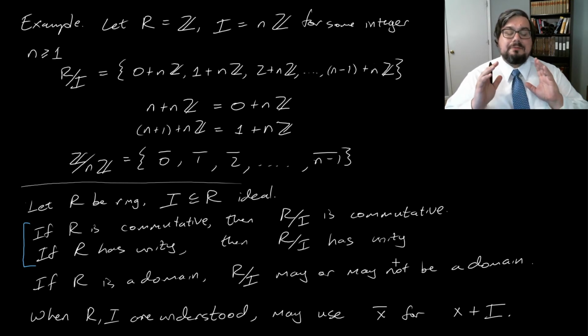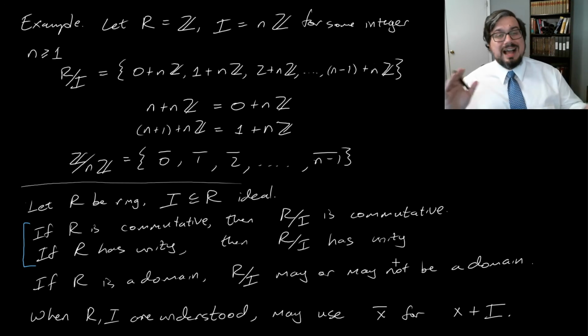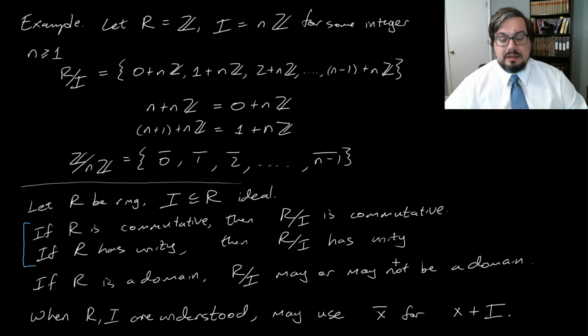However, if you're quotienting with respect to, say, two different ideals, if you're creating two different factor rings with two different ideals, you don't want to use the overline notation. You want to write it out explicitly as the cosets of the particular ideals you're working with.